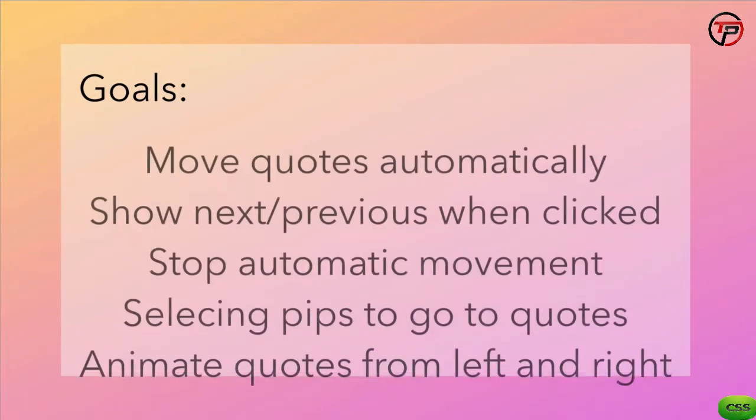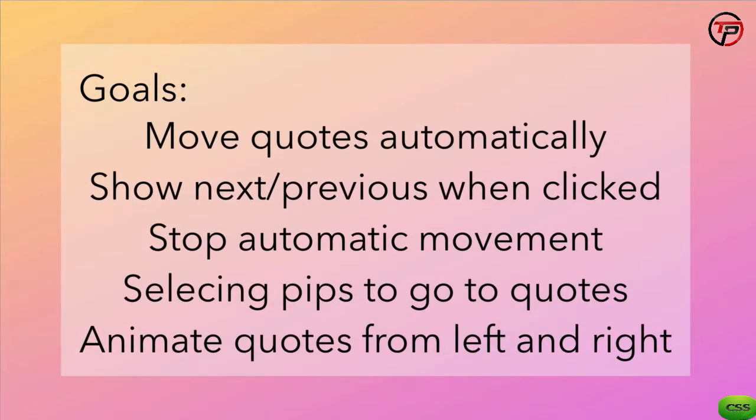Let's start by listing out some goals for what we want this to do. We want the carousel to move the current quote along automatically. It should show next or previous quote when selected. It should stop the automatic movement at this point. Also allow selecting any pip to go to that quote. And it should animate quotes in from off to the left and right of the screen.